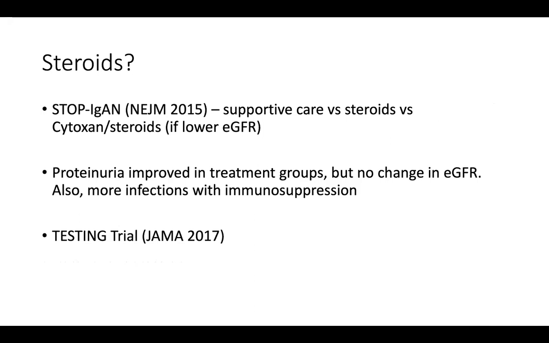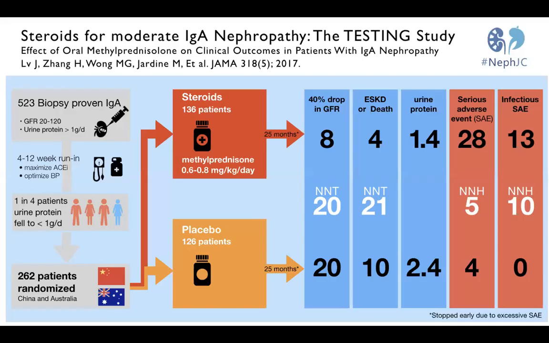And what they found was that actually proteinuria did improve in all treatment groups, but there was no change in eGFR, and there were significantly more adverse effects, mostly infections, when the immunosuppression was given. There was another trial called TESTING, which they did just a few years ago. I have a visual abstract for that here.